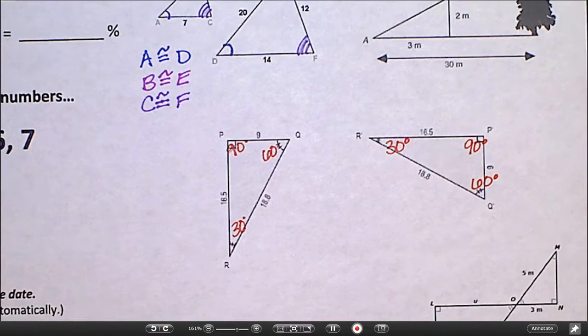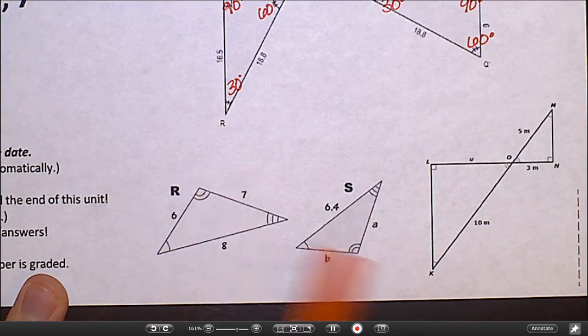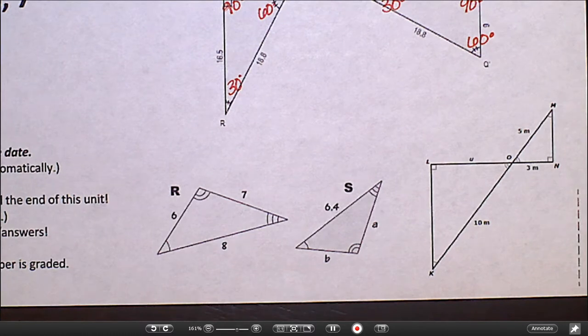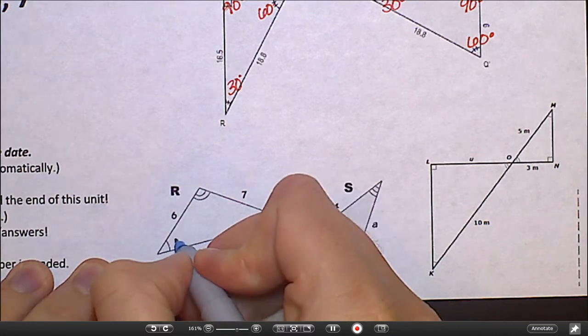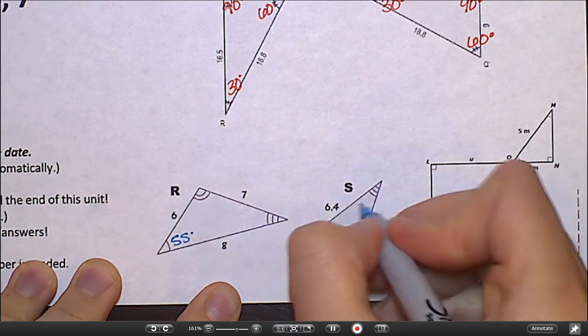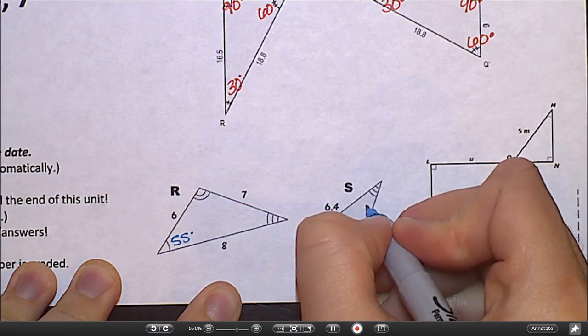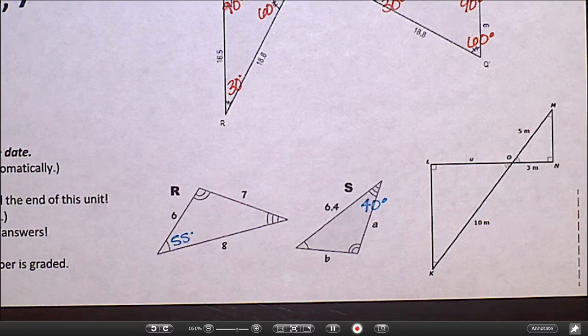Now if we look down at the triangles labeled R and S, again, they've given us the little symbols to show us which angles are congruent to each other. But I'm just going to make up some numbers here. We're going to say 55 degrees for this one, and 40 degrees for this one. And that's all we know. Now, could we figure out anything else? Well, let's look and see. We could actually figure out all 4 of the other ones just by using these 2 pieces of information.